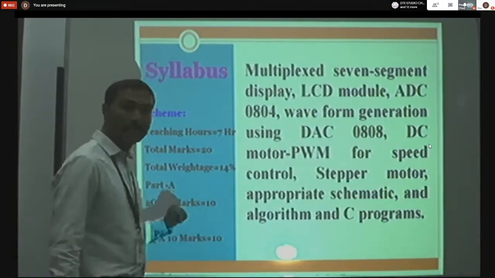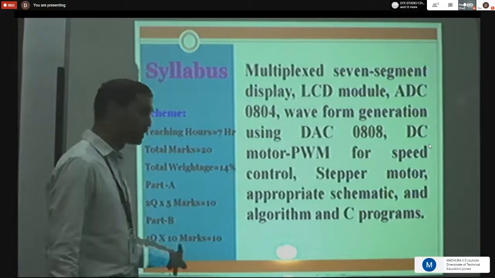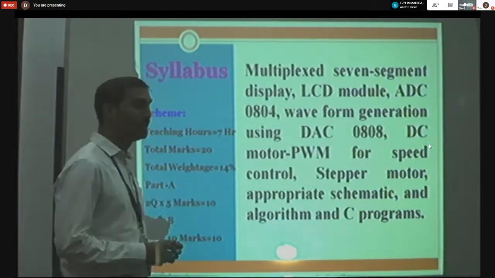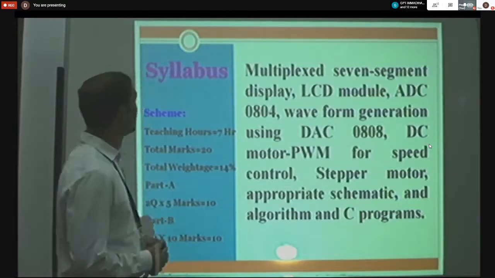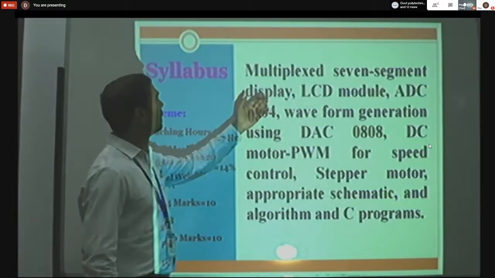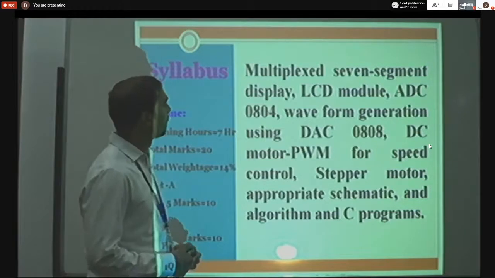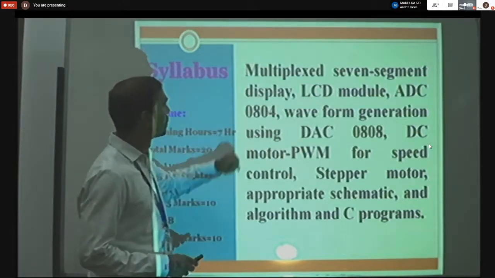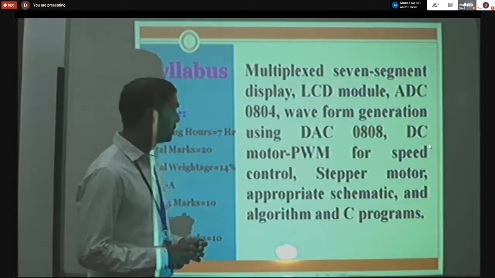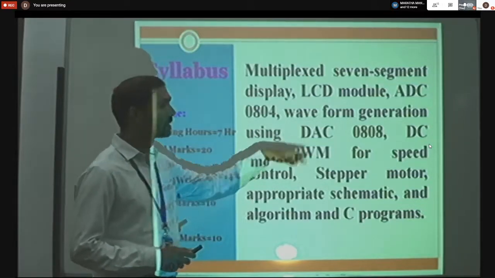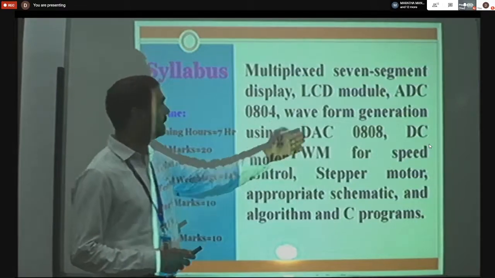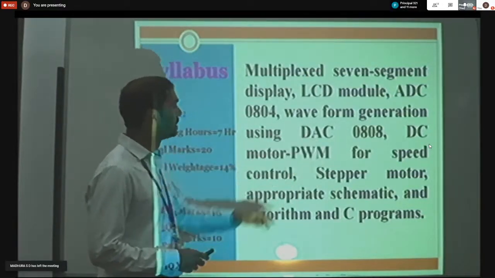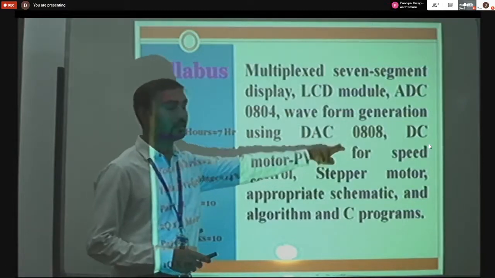5 marks 2 questions in Part A and 10 marks 1 question in Part B. So totally 20 marks. Totally it's 14% of the total marks weightage. And these are the contents: multiplexed 7-segment display, LCD module, analog to digital converter 0808, waveform generation using DAC, that means digital to analog converter. Opposite of the ADC is the DAC. 0808 is just like an IC number.